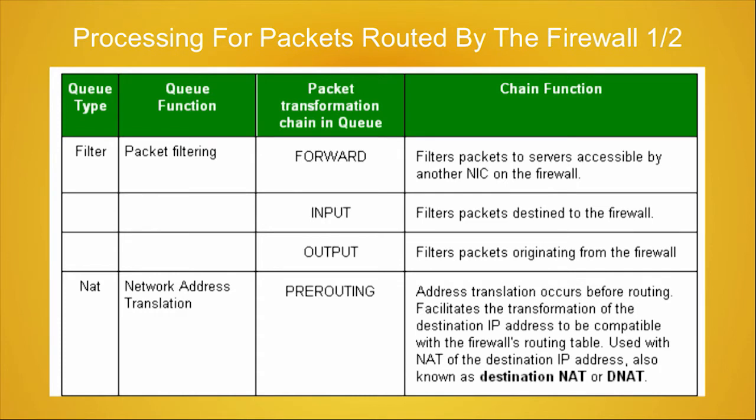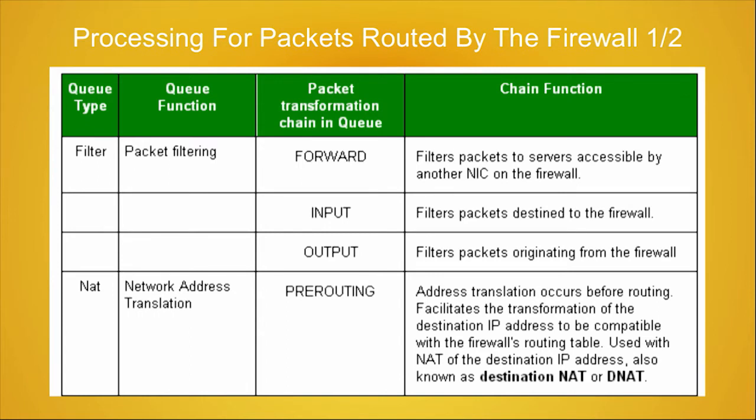So, this packet filtering queue can do three transformation chains. Okay. So, the first chain is the forward chain, and then the input chain and the output chain. The input chain actually filters packets that are coming to the firewall, and the output chain filters packets that are going out of the firewall, and this is what I am talking about for the queue type filter.